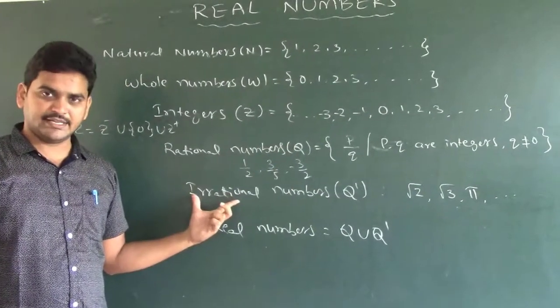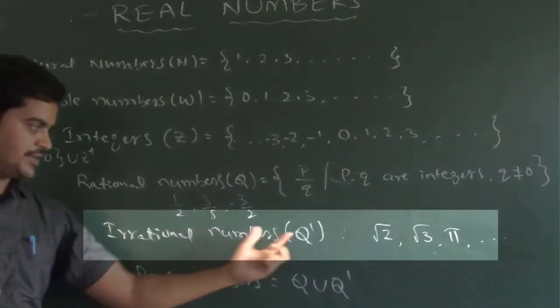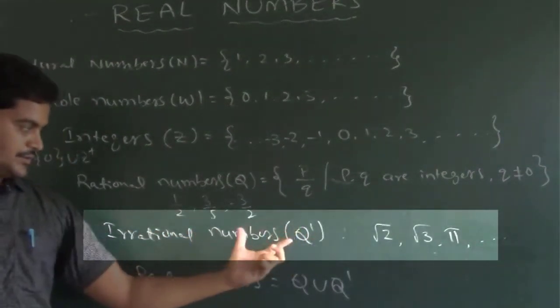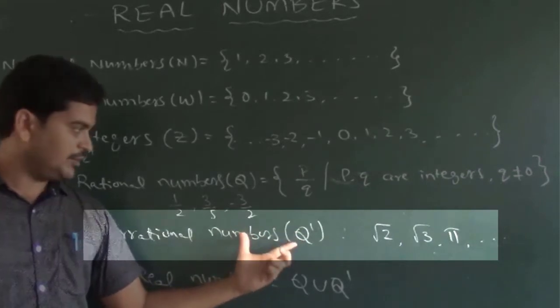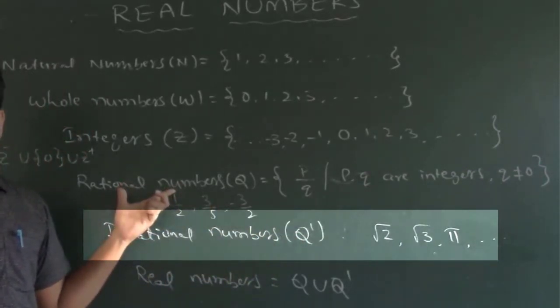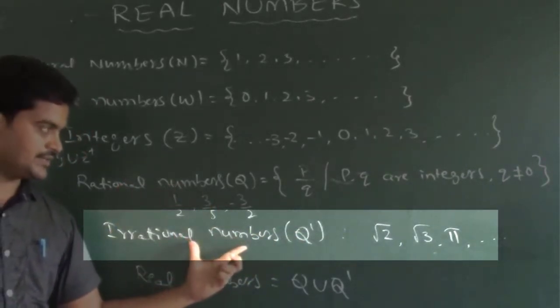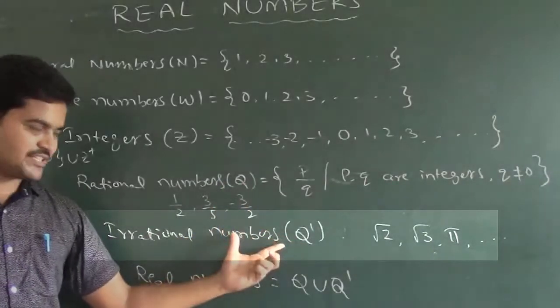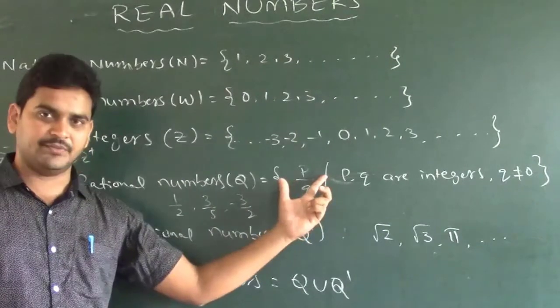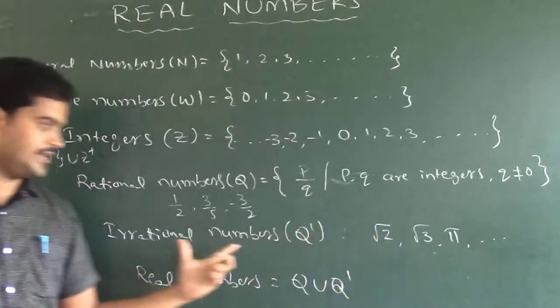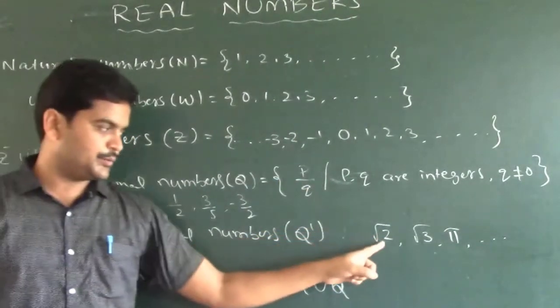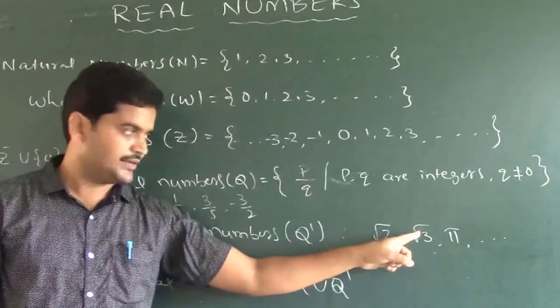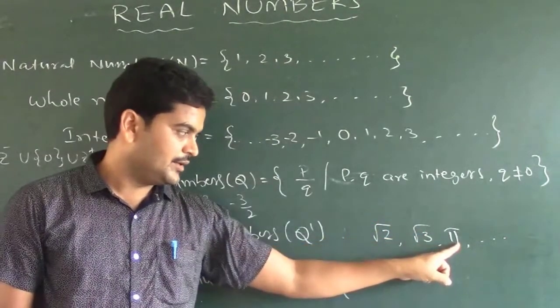Next, irrational numbers. Irrational numbers are denoted by Q dash. An irrational number means a number which is not a rational number, a number which cannot be expressed in P by Q form. Those numbers are called irrational numbers. For example, root 2, root 3 and pi.